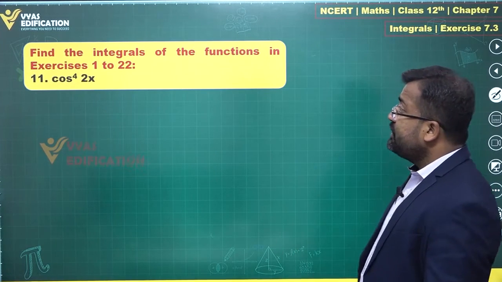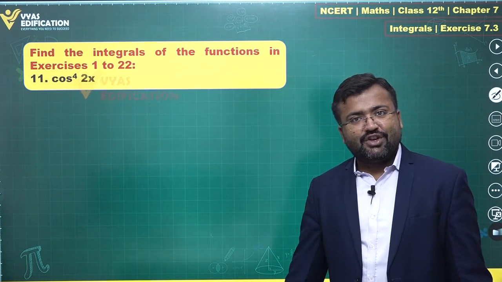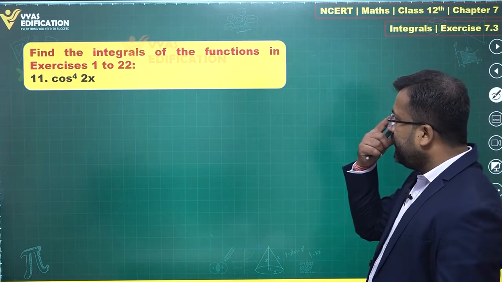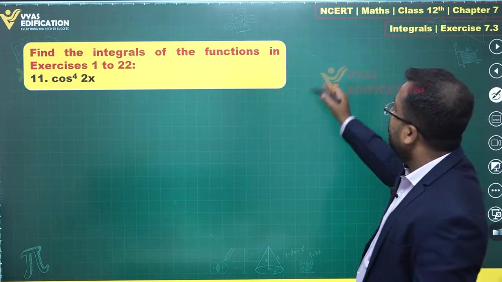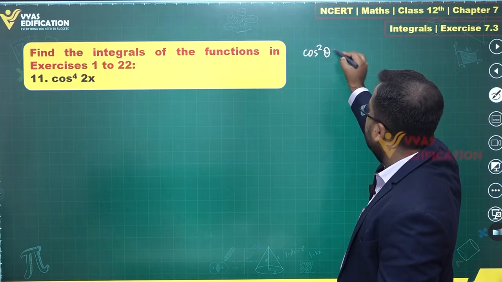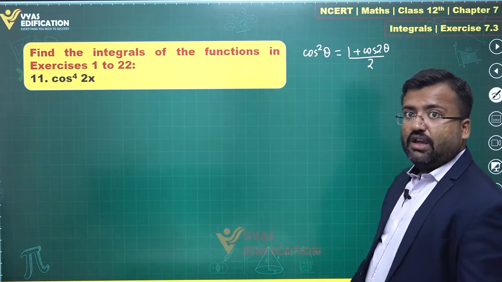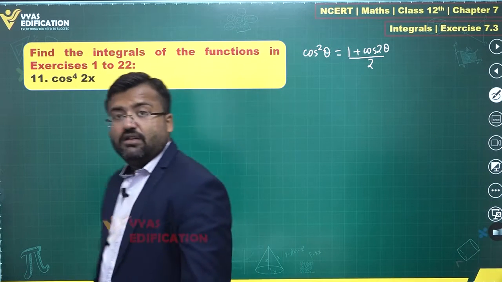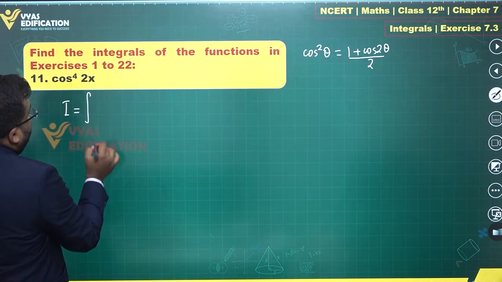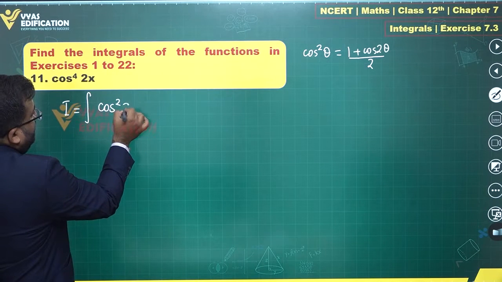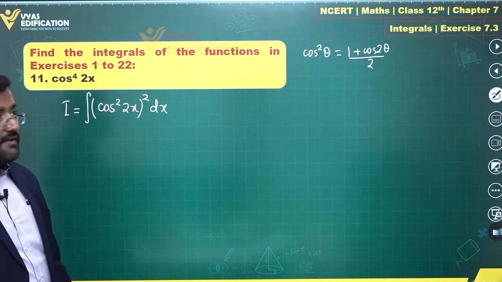In the 11th question, we have cos power 4 2x. How will we handle this? Once again, in the previous question we saw some identities, and similar identities will be useful over here. This is an even power, right? So we'll have to convert into multiple angle, using the identity cos square theta is 1 plus cos 2 theta by 2. So let's use this identity. I is equal to the integral of, this can be done as, cos square 2x whole square dx. This is what I'll write it as.